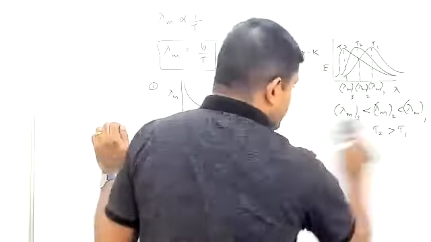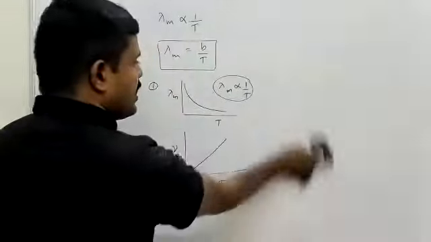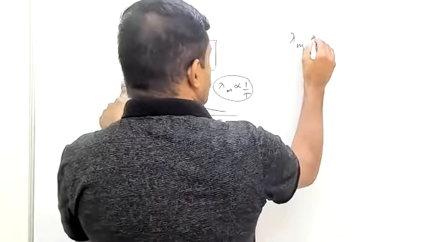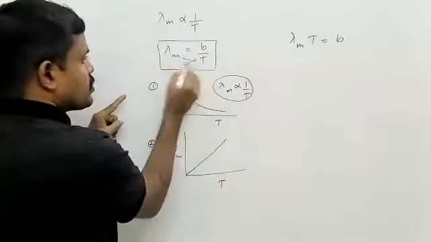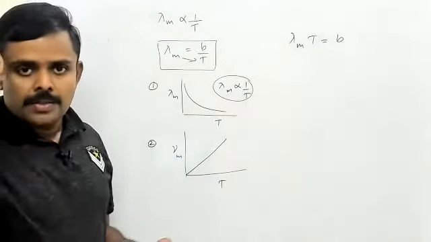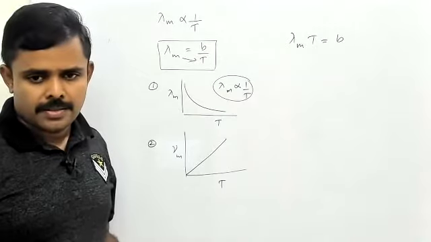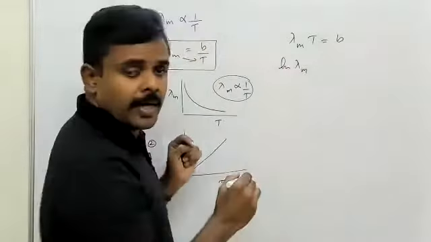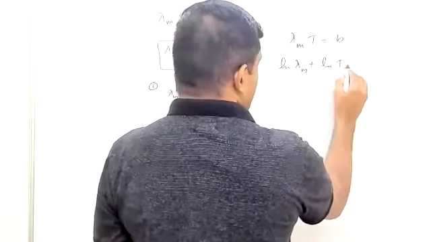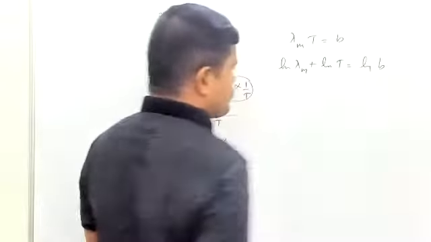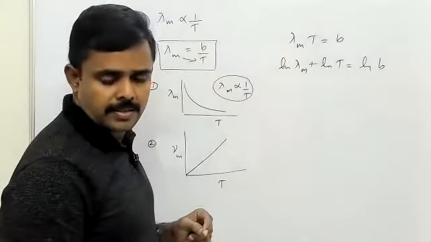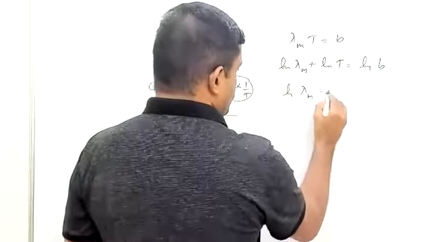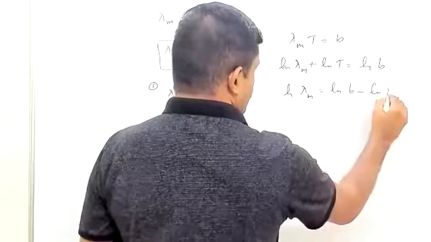Okay, now I'm going to tell you one more graph here, but that is very rarely asked. In case they ask, this is lambda m into T is equal to b. Am I correct? I cross multiply. I take the logarithm: log of lambda m plus log of T is equal to log of b. So log of lambda m will be log of b minus log of T.